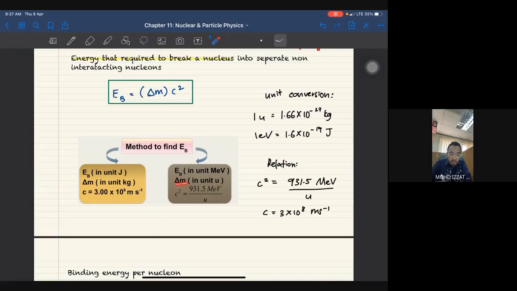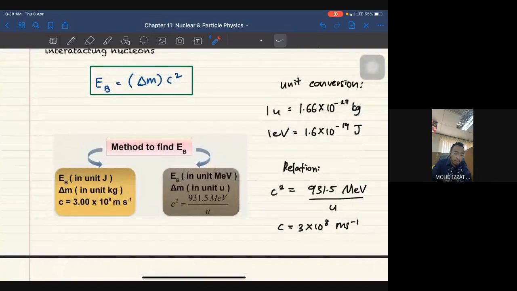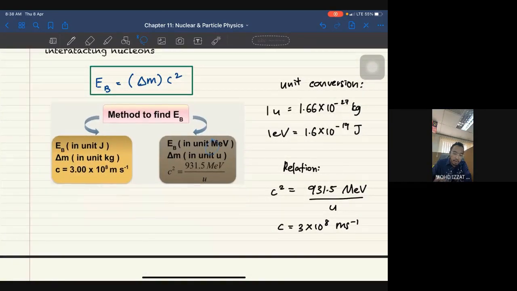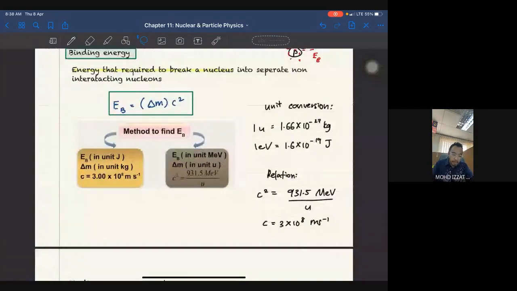Kalau delta M in U, you have to use C. You can use, it doesn't mean you have to. You can use C square 931.5, but final answer mesti dalam MEV. Okay, maybe I can write it one more time so that you get the clear idea of this one. What does it mean by that?